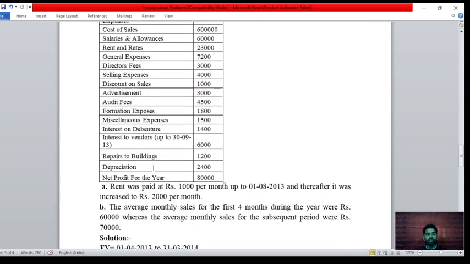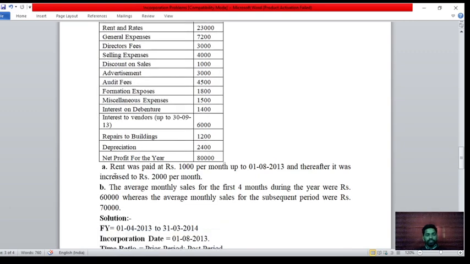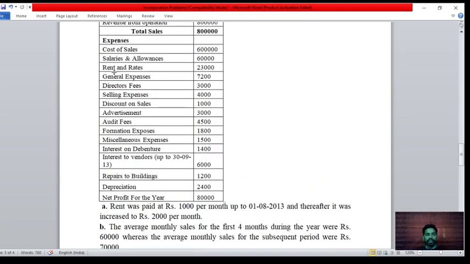Now see, further information is also given. Rent was paid at rupees 1000 per month up to 1st August 2013, and thereafter it was increased to rupees 2000 per month. Related to this, rent and rates of 23,000 is given, so there is an adjustment for it. We will prepare the working note.